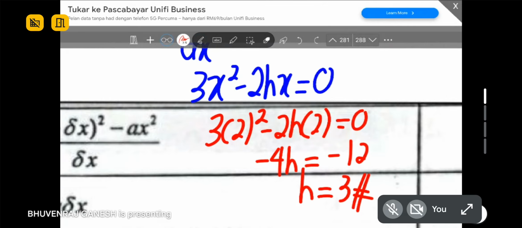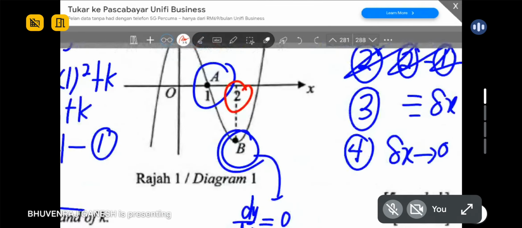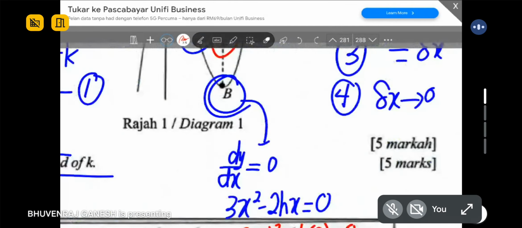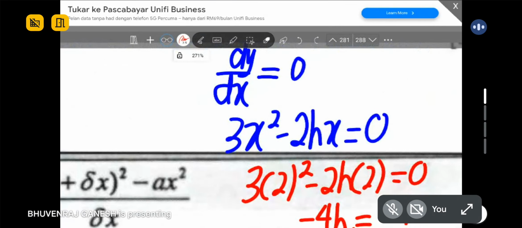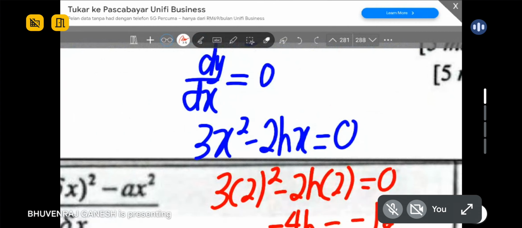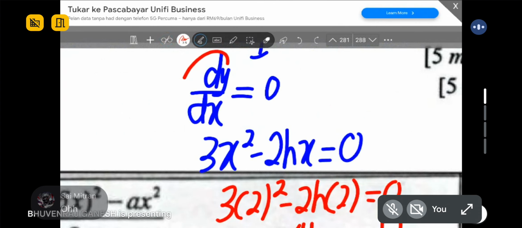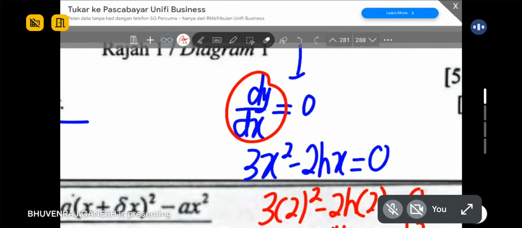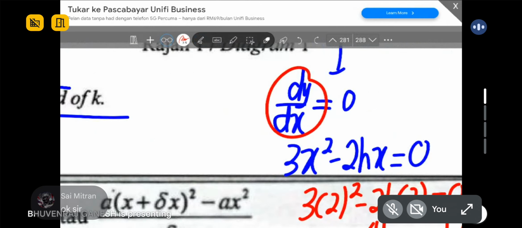Done. Do you need to know the value of y, guys? Tak perlu tahu nilai y. Understand lah? Because turning point is always in terms of x. Titik pusingan ungkapan dia selalu dalam x. Because I'm doing dy over dx. dy over dx means I differentiate an equation in terms of x. Saya bezakan persamaan dalam sebutan x. Faham? Persamaan y dalam sebutan x.